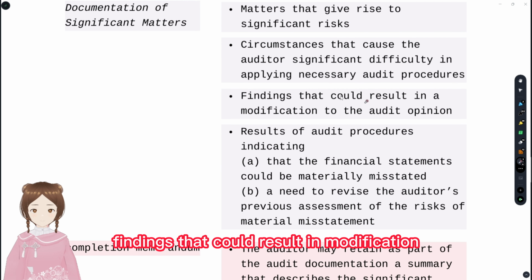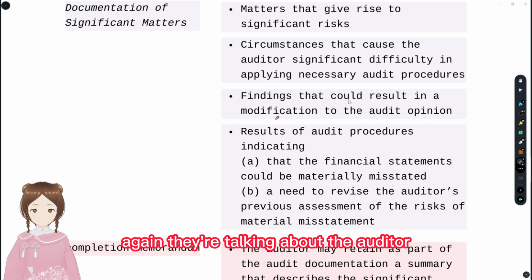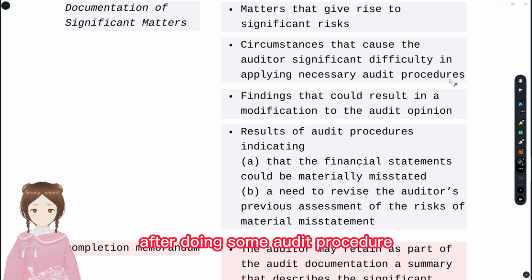Findings that would result in modification to the audit opinion. Again, they're talking about the auditor. After doing some audit procedures, if there was any kind of limitation of scope, what does he have to do? He has to modify the opinion or provide a disclaimer of opinion, right? That's what they're talking about. That's the duty of the auditor.